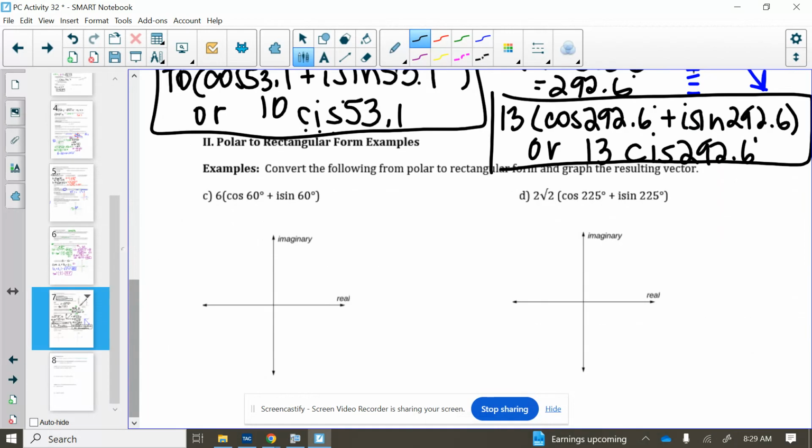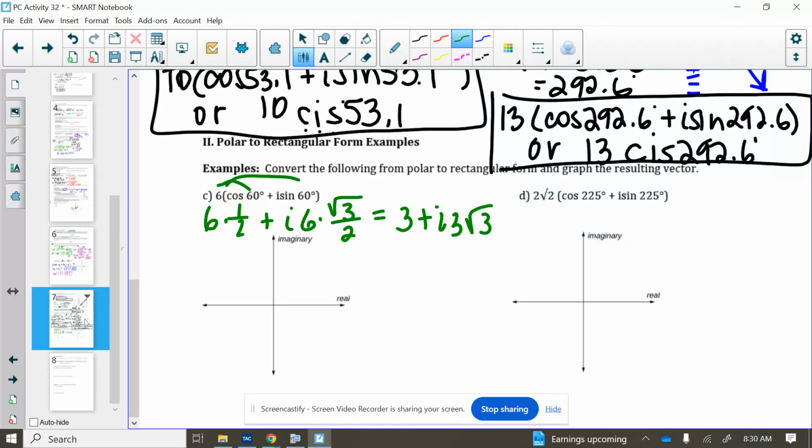Right. Now, sometimes they are going to ask us to convert this back to rectangular form. So what I always like to think about this as is it's almost like you're distributing this back through. We have 6 times the cosine of 60, which is 1/2. And then we have 6 times the sine of 60, which is square root of 3 over 2. So that's going to be 3 plus i and then 6 divided by 2 is 3, root 3.